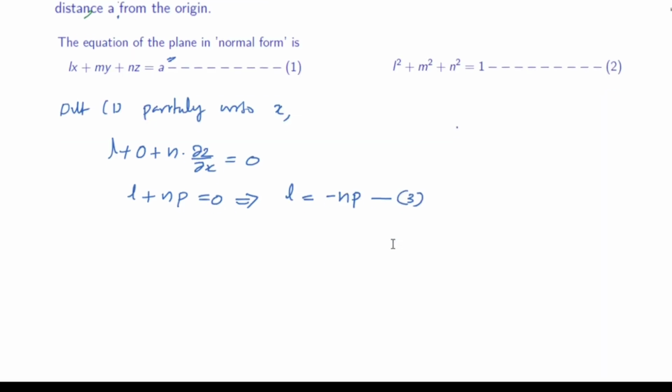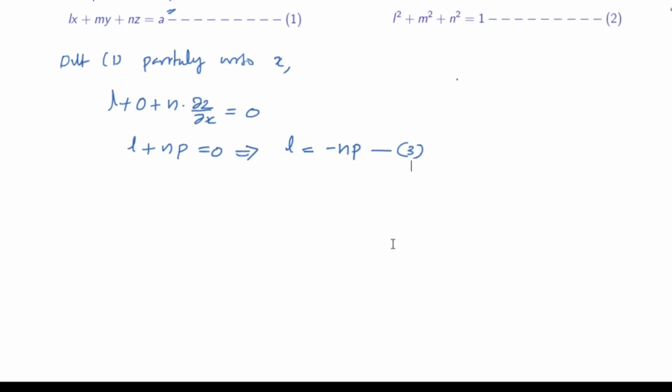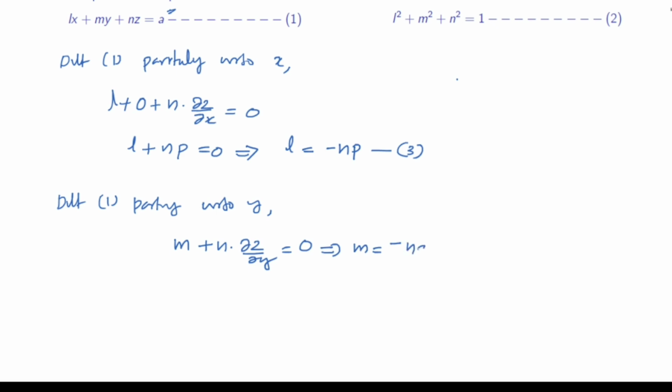Now we differentiate equation number 1 partially with respect to y. So we get 0 + m + n ∂z/∂y = 0, which implies m = -nq, since we know that ∂z/∂y = q. We keep this as equation number 4.